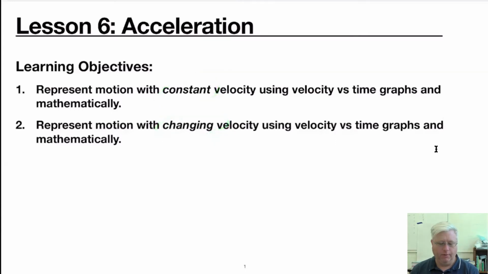So first, we're going to represent motion with constant velocity. We did this in the previous lesson with position versus time graphs, but now we're going to represent it with velocity versus time graphs, and of course, mathematically. It's the difference between position versus time graphs and velocity versus time graphs, and constant velocity looks different on those different types of graphs. And then we'll do the same thing with changing velocity, looking at that on a velocity versus time graph and also mathematically.